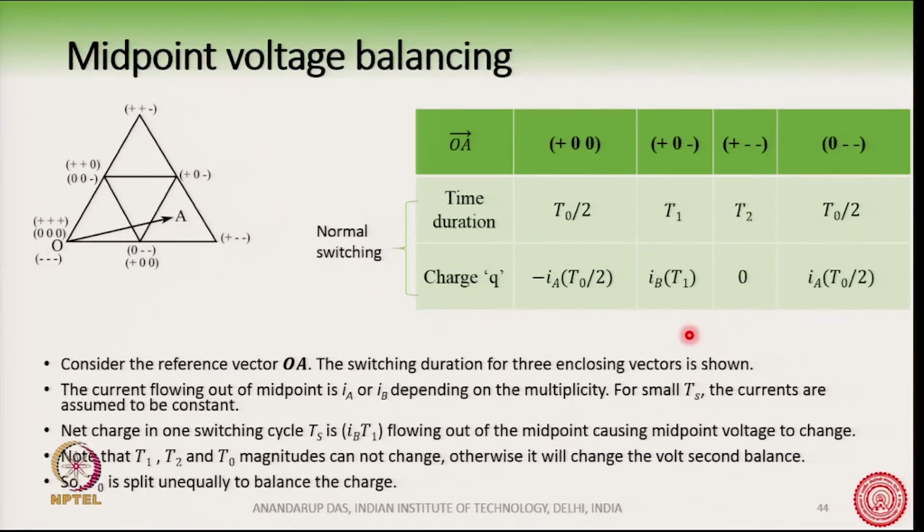Now, we would like to make this equal to 0. Okay. We do not want the midpoint voltage fluctuation; we want it to be equal to 0 in one switching cycle Ts. Okay. So, how can we do that? Note that the technique that we will use is this T0 by 2, right.